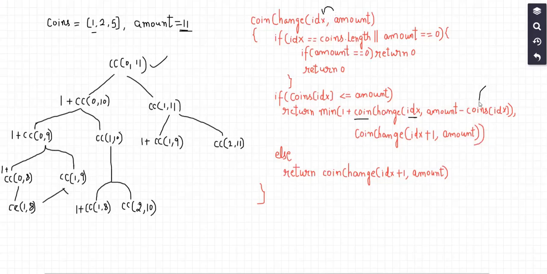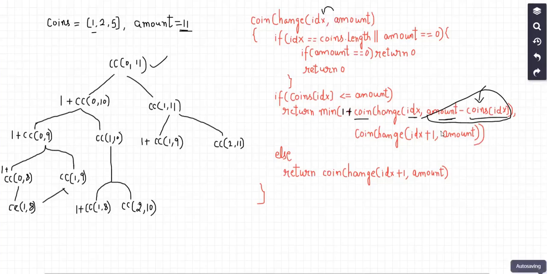Here, since I'm using this coin, the amount decreases by that value, and since I'm using one coin, I have to increment the number of coins by 1. Now this function call will give me the number of coins used to generate this amount, and hence this will return the number of coins to generate this amount.